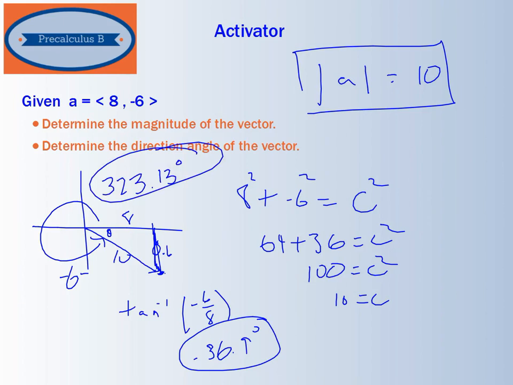Just note that typically when we look at the direction of a vector, it's going to be from the positive x-axis. How far would you go around to get there? So that would be the positive value. The negative value would be fine as well, because they both are referring to the exact same direction.